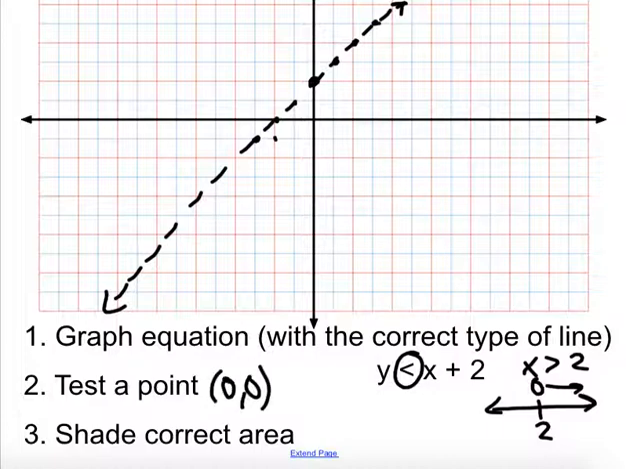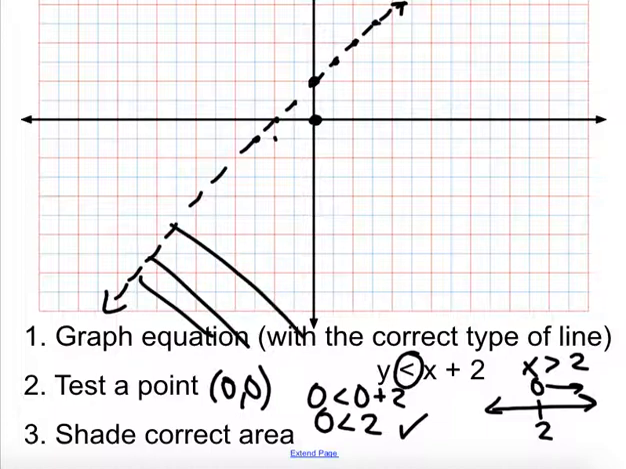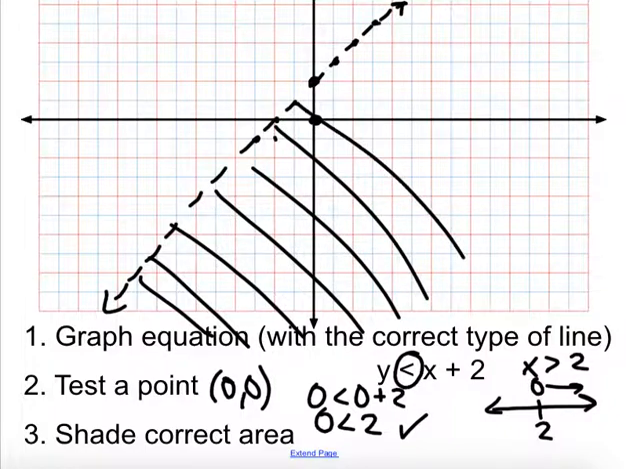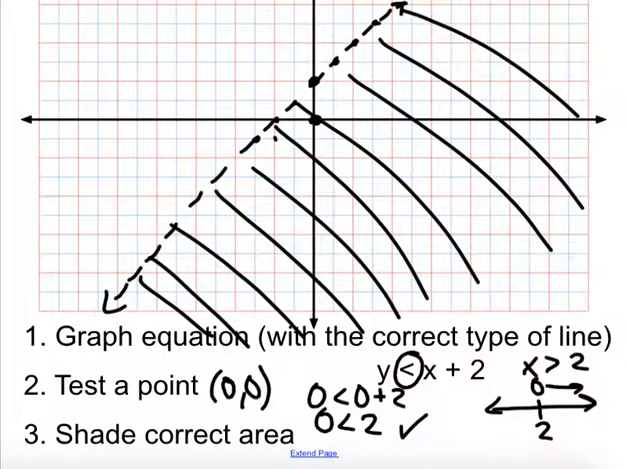Now, if your line goes through 0, 0, you're going to have to pick a different point. We test the point in our inequality, just like we tested on the other page, to say 0 is less than 0 plus 2, so 0 is less than 2. That is a true statement, which means 0, 0 is a solution to this inequality. So we would shade, just like we would an arrow, all of these possible solutions. We shade toward the point if it was true. If it wasn't true, we would shade away.